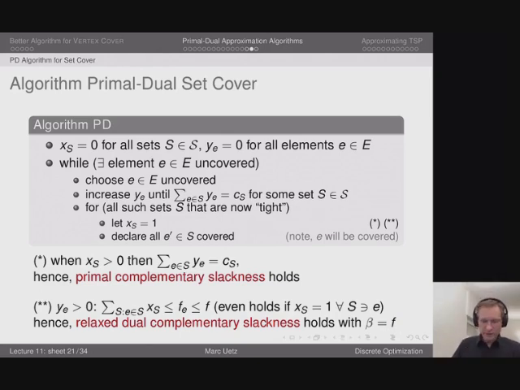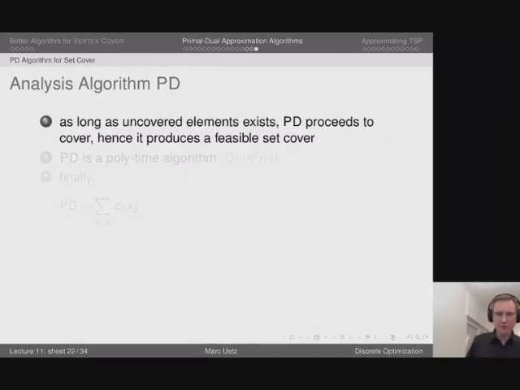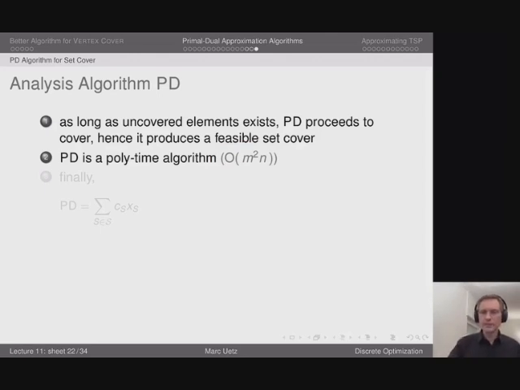So now we can already finish the complete analysis. Let me summarize that once more for this algorithm. As long as there is an uncovered element, this algorithm proceeds to cover it, right? We select an element, and in that iteration, that element will be covered. So we are producing a feasible set cover. The primal dual algorithm is also a polynomial time algorithm and achieves a computation time of m squared times n, where m is the number of elements and n is the number of subsets to select from.